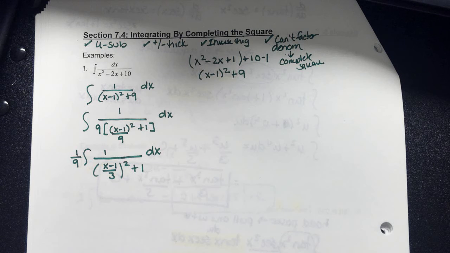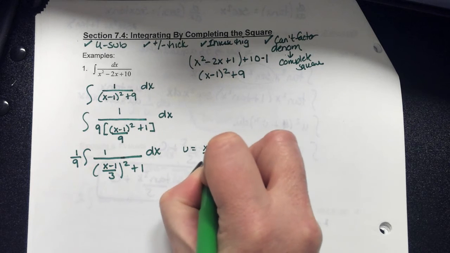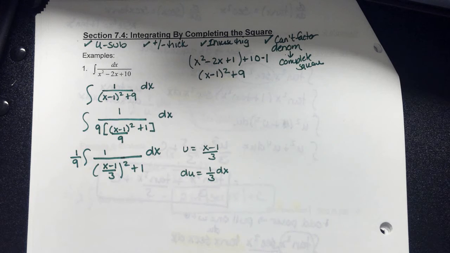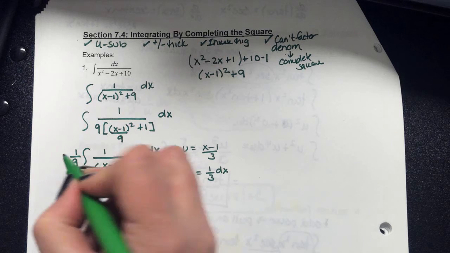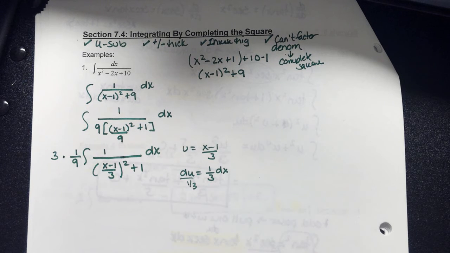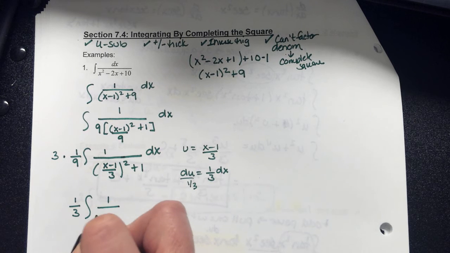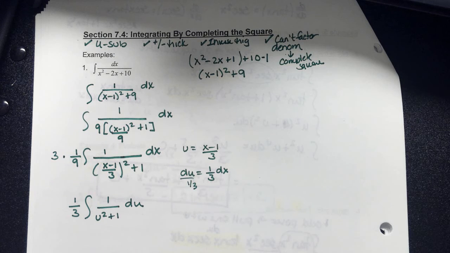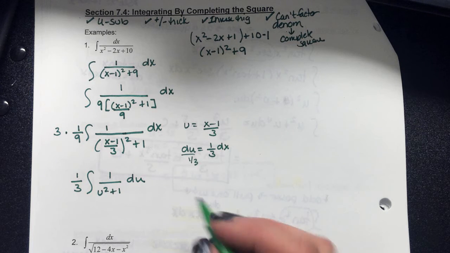Now what do you think? U sub. So u is going to be equal to x minus 1 over 3. My du is going to be a 1/3 dx. So I'm going to have to divide by 1/3, which means I'm going to have to multiply my constant by a 3. So I end up with a 1/3 times my integral of 1 over u squared plus 1 du. So any questions on how I've rewritten that integral? Now I'm ready to integrate.